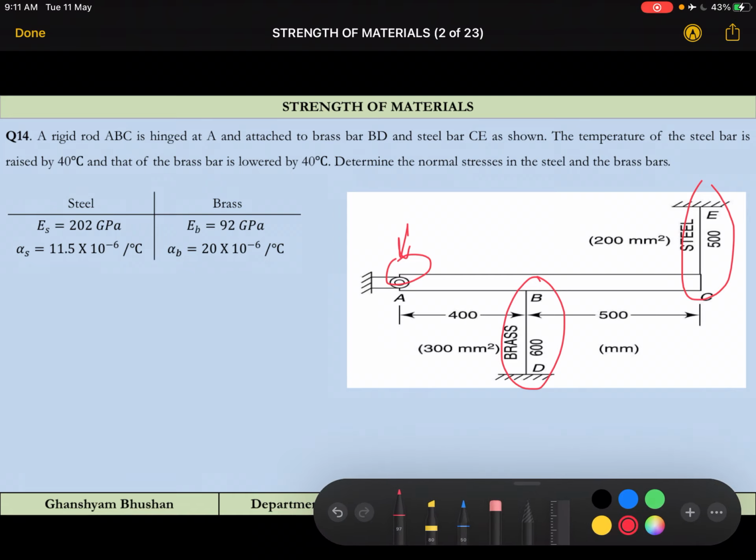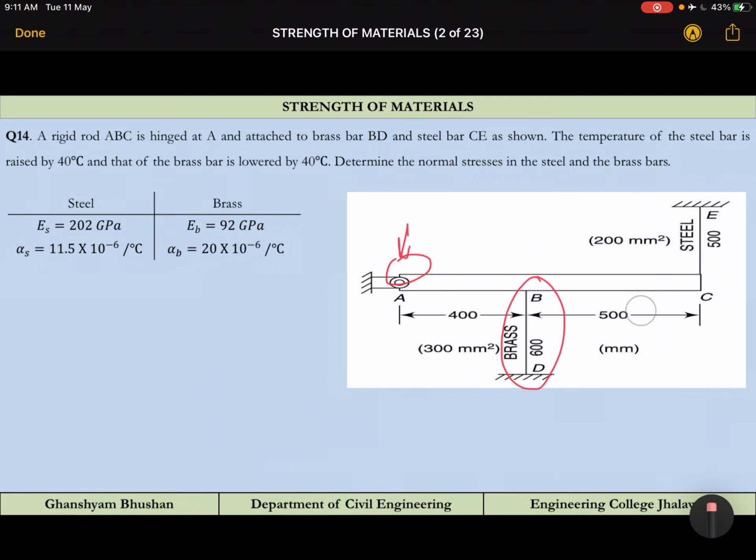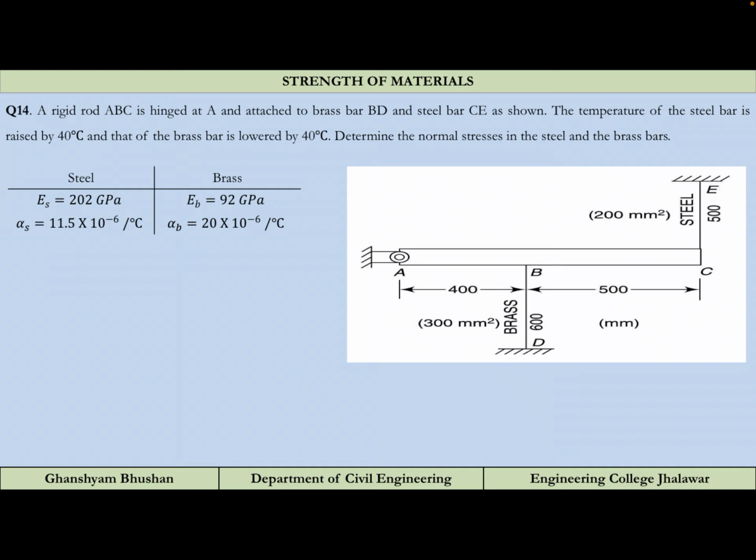Now the temperature of the steel bar is increased by 40 degrees Celsius, and the brass bar is lowered by 40 degrees Celsius. Whatever the temperature was before, the steel bar temperature was raised, and there is a decrement of 40 degrees Celsius in the brass bar. Now determine the normal stresses in the steel and the brass bar. The steel and brass properties are given here: ES is 202 and EB is 92, and correspondingly alpha is also given.